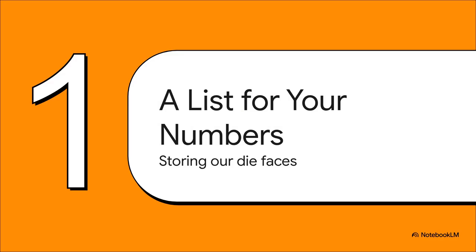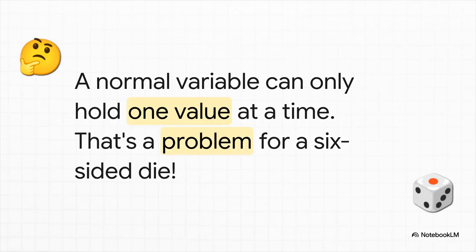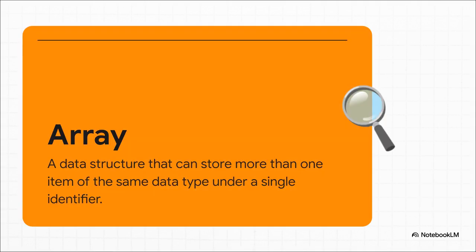All right, first things first. Before we can even think about picking a random number, we need a place to actually store all the possible numbers on a die. 1, 2, 3, 4, 5, and 6. Now, if you've done a bit of coding, your first thought might be, let's just use a variable. But here's the catch. A normal variable is kind of like a tiny little box that can only hold one single thing at a time. There's no way we're going to cram all 6 of our numbers into that one box, so we're going to need a bigger one. And that bigger, better box is called an array.